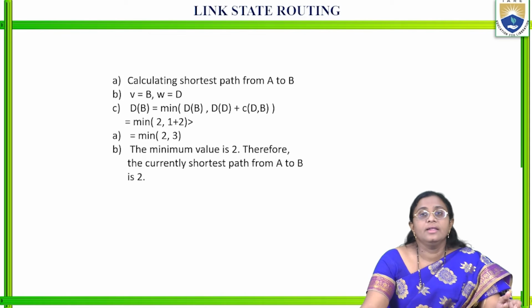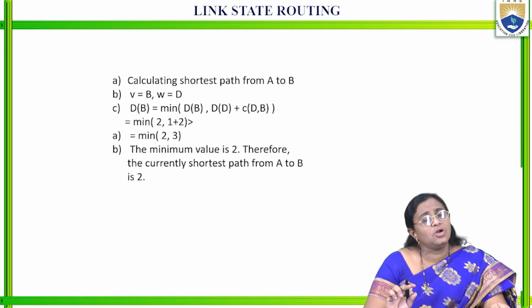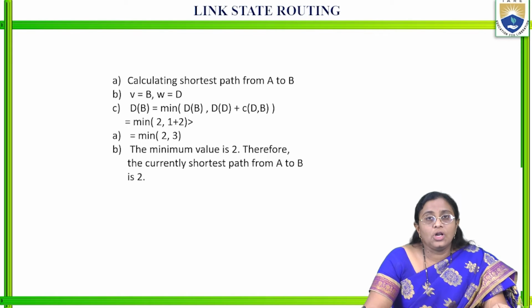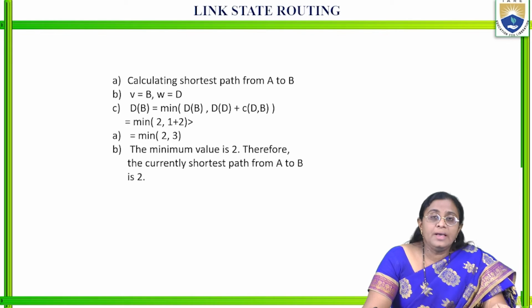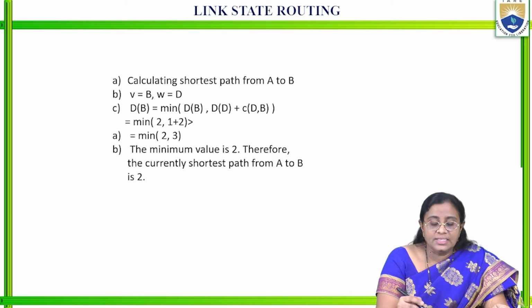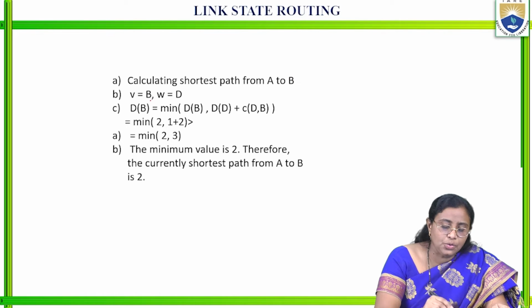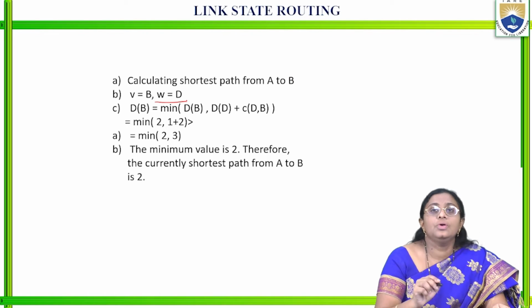So, let us calculate the shortest path from A to B. What is the use of these types of routing algorithms? They minimize, that is, determine the least cost path or shortest path along which a packet can travel from one source to another destination. For that purpose only, these algorithms were introduced. So, by means of the given example, calculating the shortest path from A to B, v is equal to B and w is equal to D.